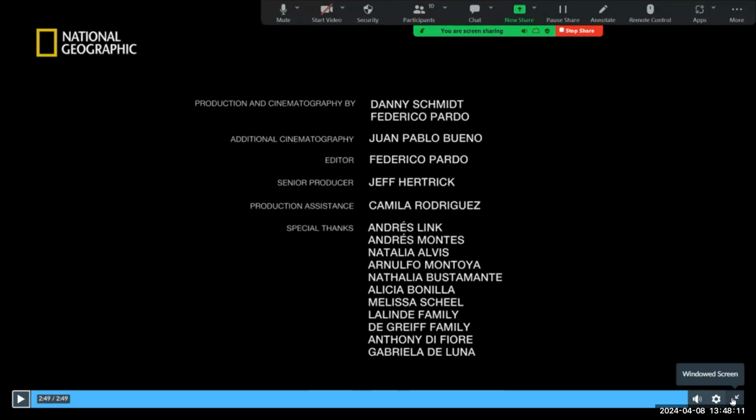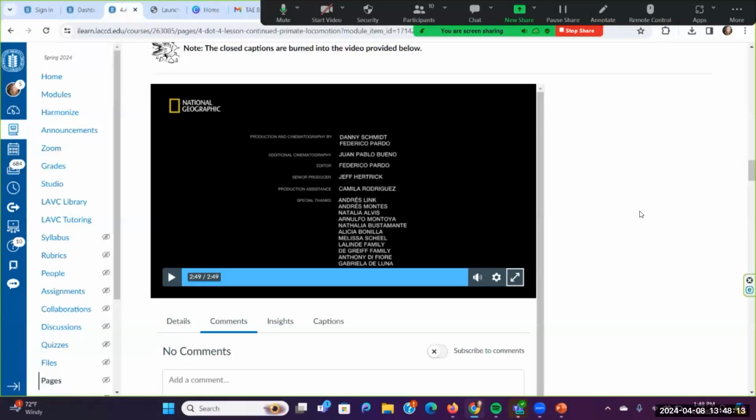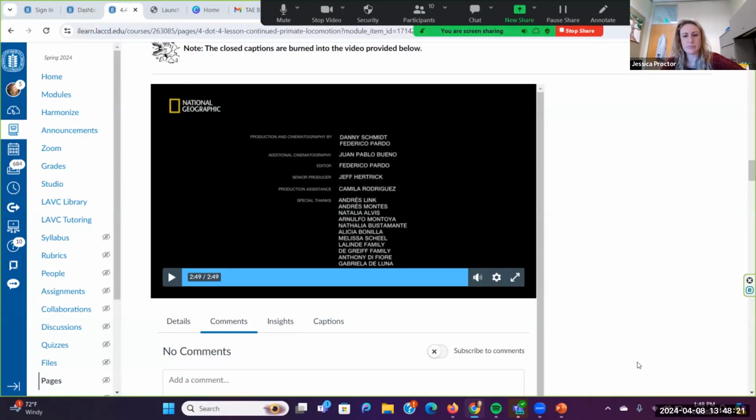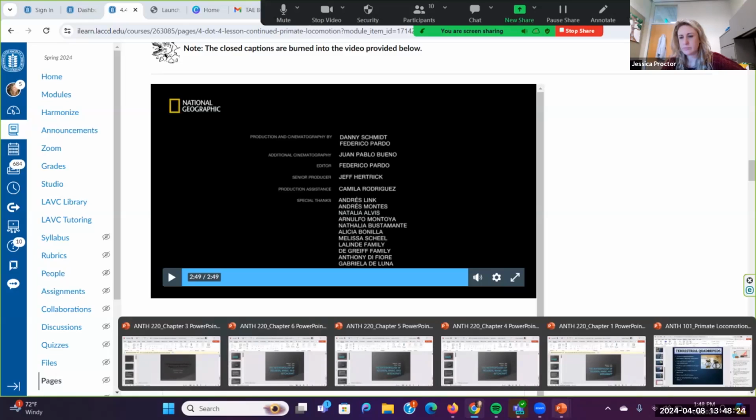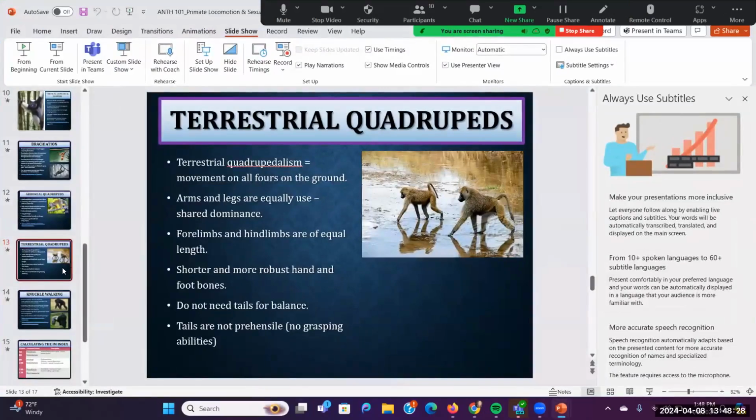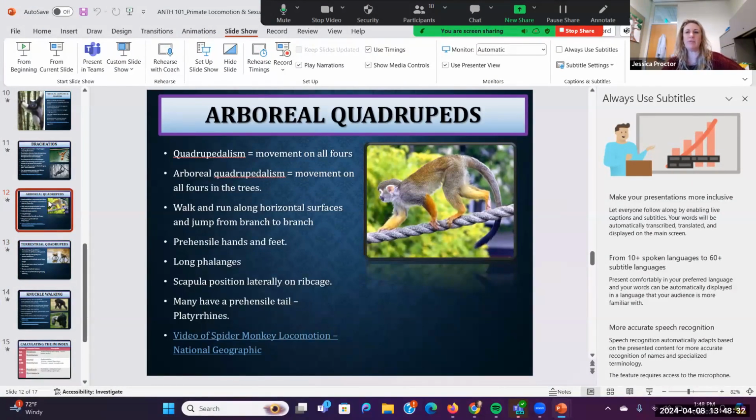So how do we feel about the spider monkeys? Were they using mainly their arms or mainly their legs, or kind of equal shared dominance? What do we think? I think equal. Yeah, they're pretty equal. Now, the arboreal quadrupeds will maybe have a slight preference for their hind limbs, but they're pretty equal.